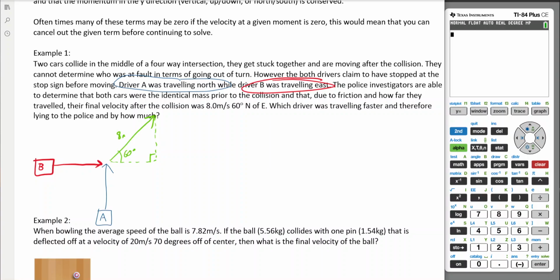So 8 meters per second. Okay, so the question is, they were able to determine that their final velocity was that after the collision, which was traveling faster and therefore lying to the police, and by how much. Let's see if we can do this. I know we can figure out who was lying to the police. By how much might be more challenging. We'll see about that.